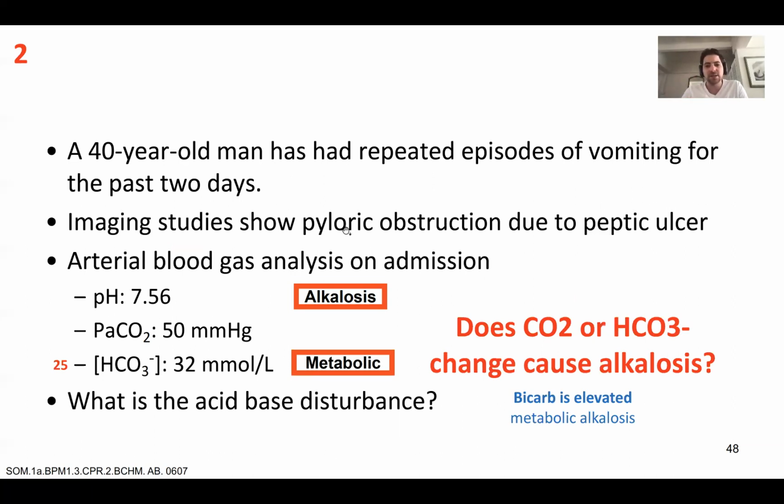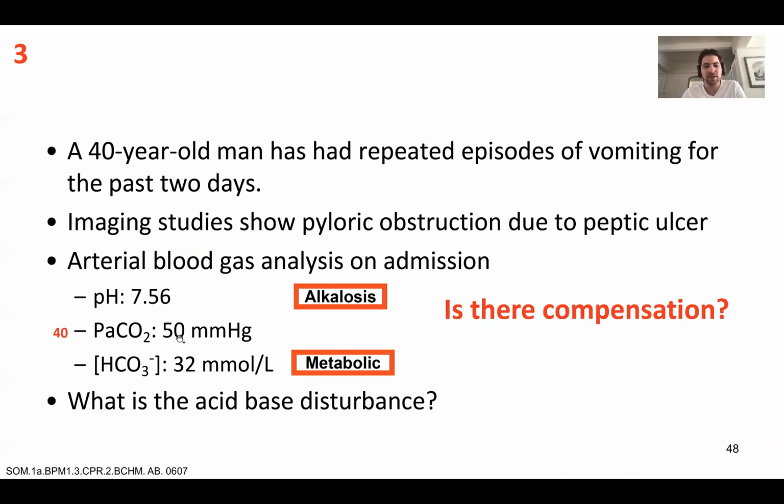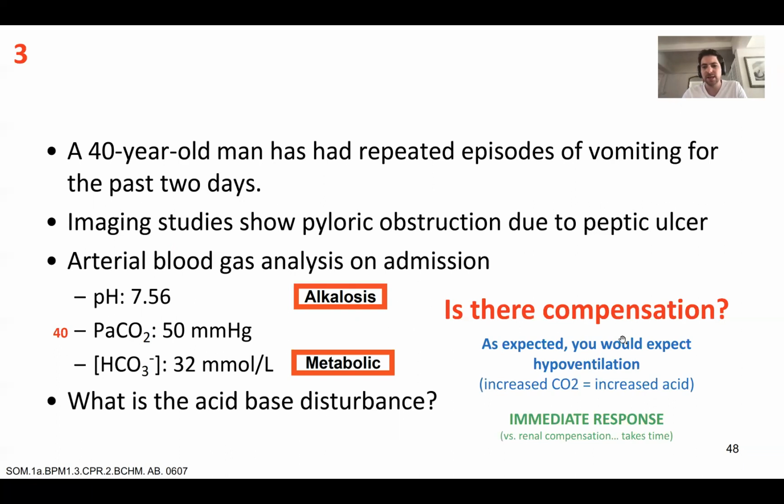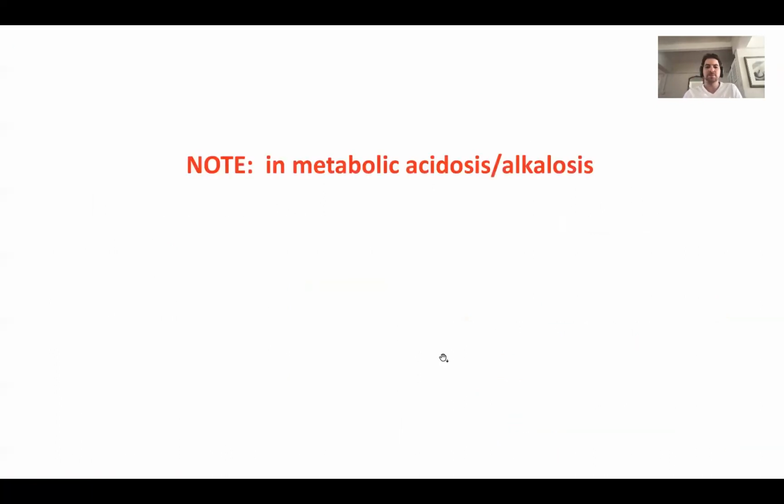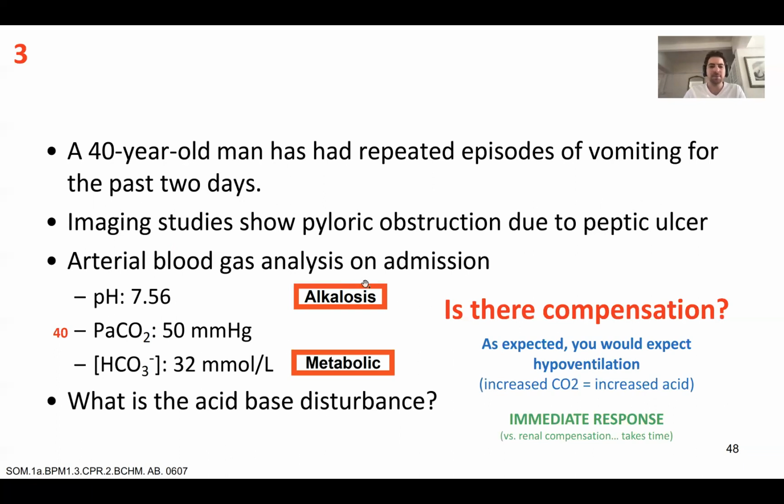Now we have to ask ourselves, well, is this acute or chronic? Has the patient compensated? Remember, the respiratory compensation is pretty quick, right? You know, second by second. So you could definitively say the reason that the patient is hypoventilating, holding on to acid, is to try to compensate for this. Yes, you would expect the patient to hypoventilate, increasing your carbon dioxide, increasing acid. So this is an immediate response. So hope that makes sense.